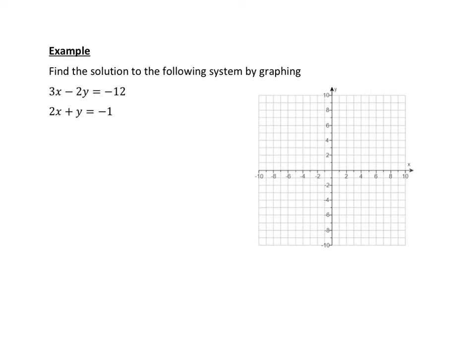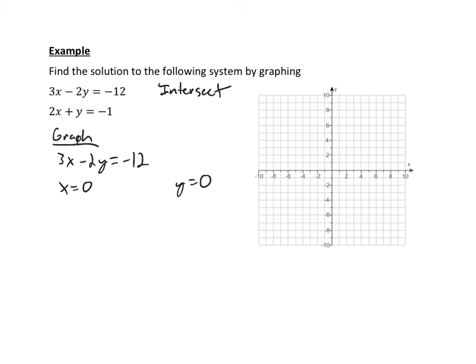So let's look at what it actually means for something to be a solution, or how we can find them. The solution is going to be the point where the graphs intersect. So we want to graph each of these and look for where they intersect. We're going to start first by graphing 3x minus 2y equals negative 12. I'm going to do that with intercepts, by trying x equals 0 and y equals 0.